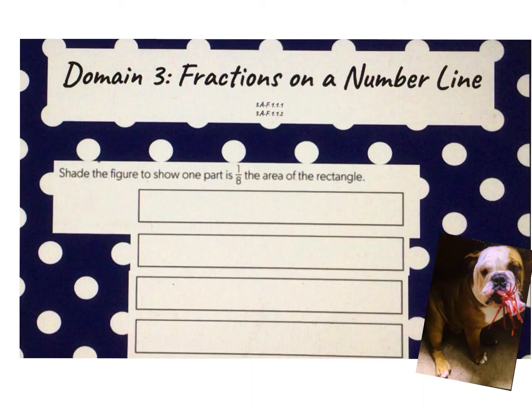We're going to shade the figure to show one part is 1/8 of the rectangle. So first we have our rectangle, and if we would divide it in half, we would have 2 parts. And if we would divide that half into 2 other halves, we would have now 4 parts. And if we would divide those 4 into 8, we would have now 8ths. And it wants us to shade the figure to show one part is 1/8 of the area of the rectangle. So here's 1 out of the 1, 2, 3, 4, 5, 6, 7, 8. So that would look like 1/8 is shaded.